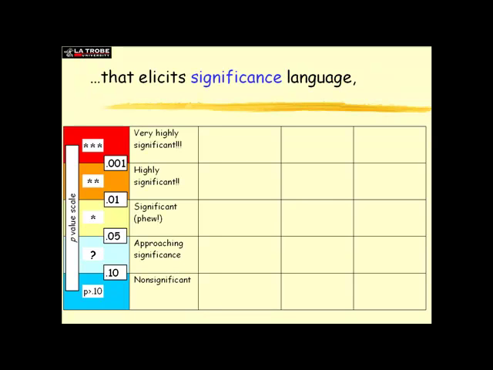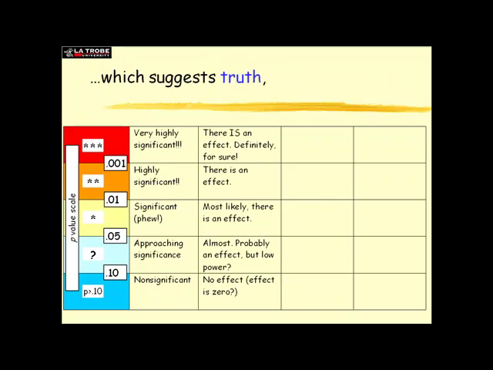There's language to talk about p-values. Less than 0.05, significant. Between 0.05 and 1.0, approaching significance or running away from it. This language suggests truth. 3 stars, an effect exists. Greater than 1.0, it doesn't.